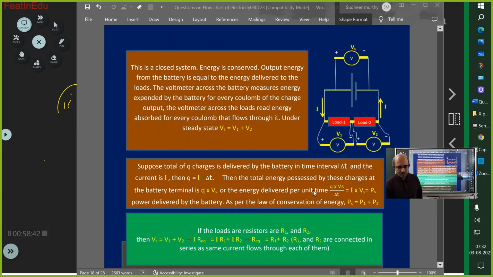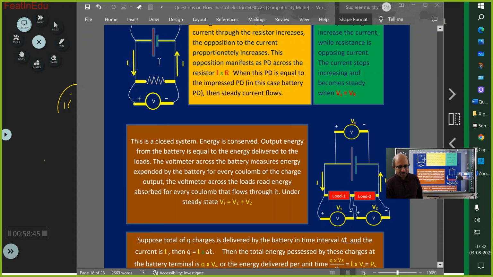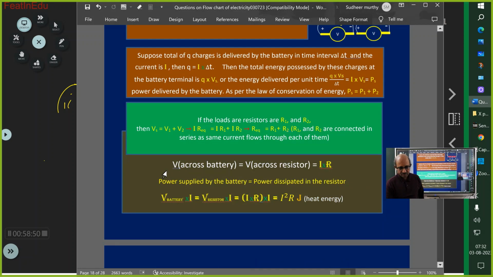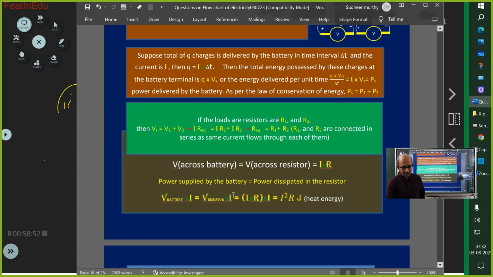See, I am now coming to this diagram. Got it? Understood? Now, power supplied by the battery is equal to power dissipated in the load. What is the power supplied by the battery? V battery into I. And what is the voltage across the resistor? V resistor into I. Both V's are the same. I'm just differentiating it. Got it now? So what is V of the resistor? I into R. Into one more I.